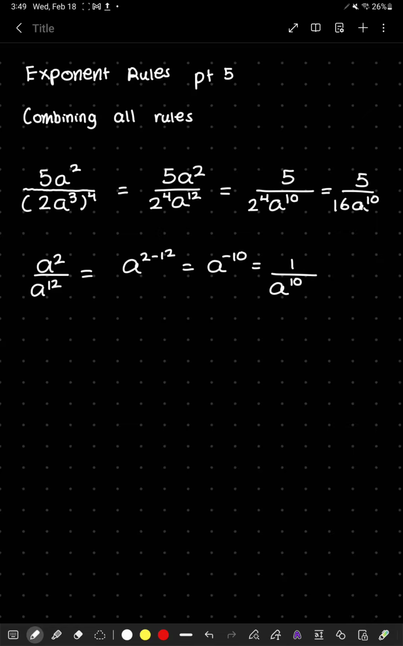And so that is how we're going to combine all the rules, looking at different ones and seeing which rule is being applied.